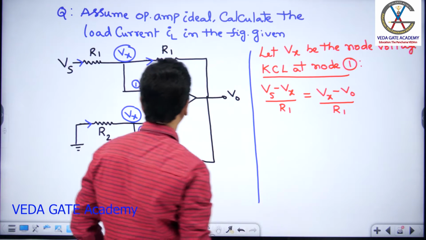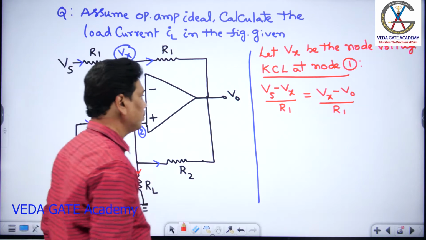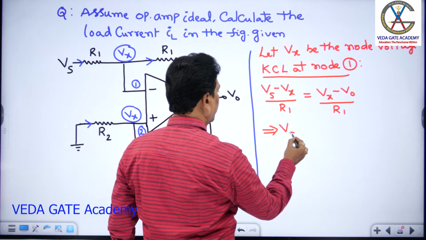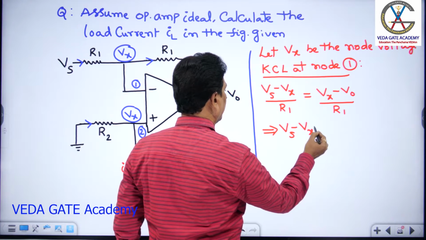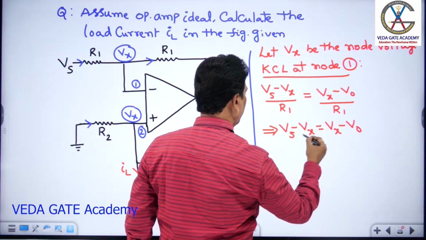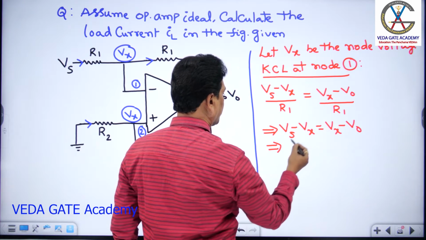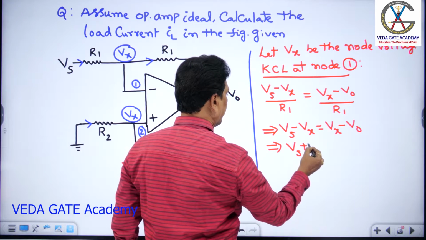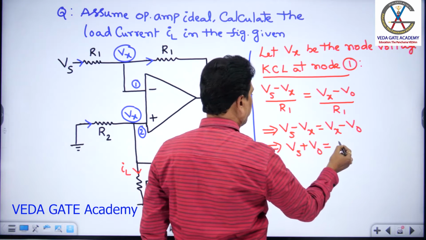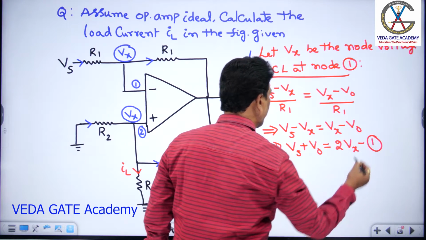So (Vs minus Vx) by R1 equal to (Vx minus V0) by R1. R1 gets cancelled there. Then Vs minus Vx equal to Vx minus V0. Transfer that Vx to that side, that becomes 2Vx, and V0 to this side. So Vs plus V0 equal to 2Vx. That I can call equation 1.